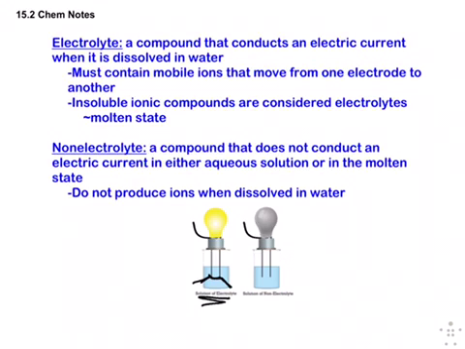Insoluble ionic compounds are considered electrolytes if they're first melted, not in the solid state. They have to be in that molten or liquid state. Non-electrolytes will not produce ions when dissolved in water, and so since there's no ions to move, the light will not turn on, that circuit will not be completed.